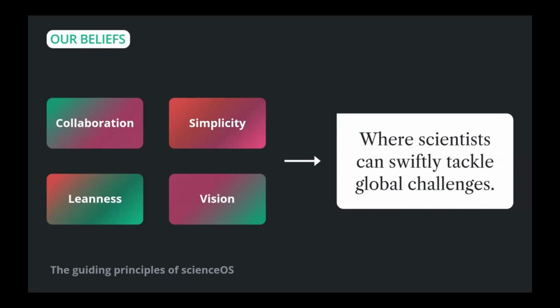Another aspect is simplicity. So we want to simplify things and make them clearer because science itself is already complex or sufficiently complex. We do not need to make things more complicated. We also value leanness. By that we mean we want to implement new things into our software quickly so that you can benefit from them the fastest way possible, and then also continuously improve what we've provided so far.